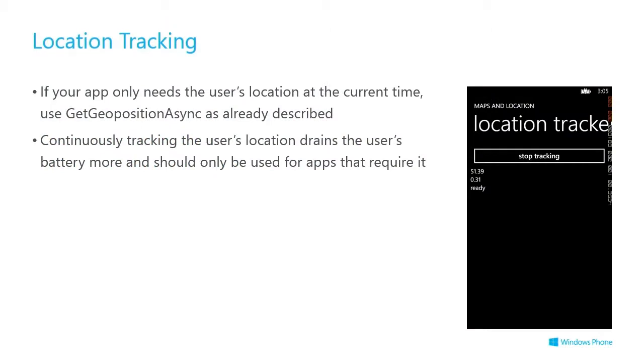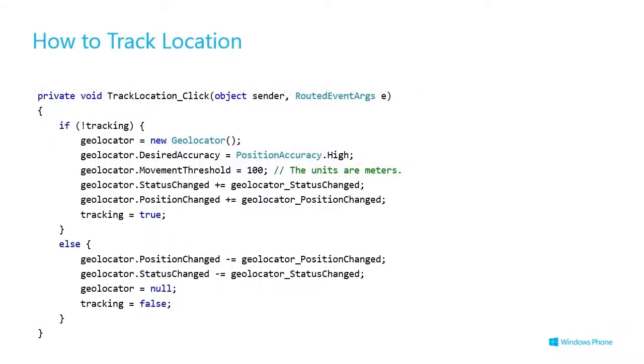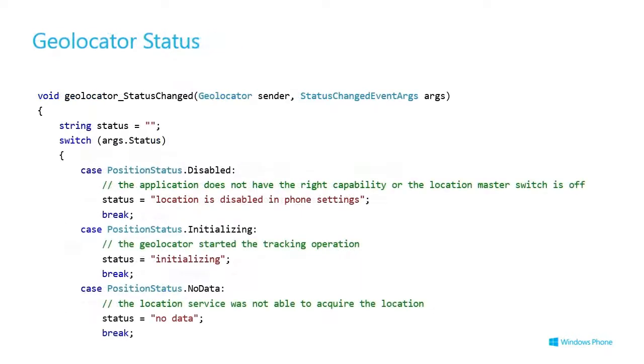But if you want to track the movement over time, you can use the same class, but there's a different mode for this. Continuously tracking the user's location does drain the battery more, so you only want to use this if you really need it. So how you track location is, again, still using the geolocator, but you set a movement threshold here. This is going to throttle the number of position changed events you get. There's a status changed and a position changed event handler, and you can see there the logic for a button to start and stop tracking of the position change of the phone.